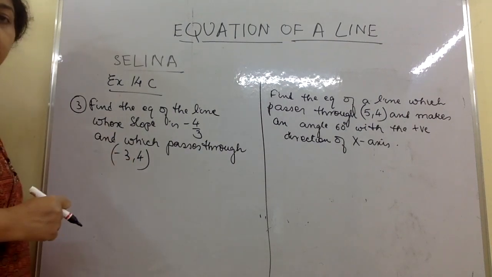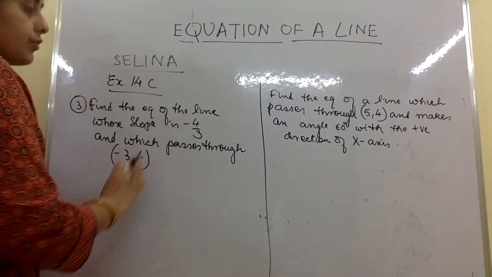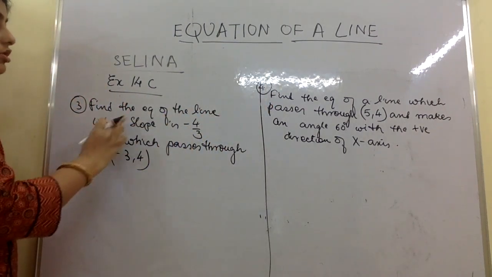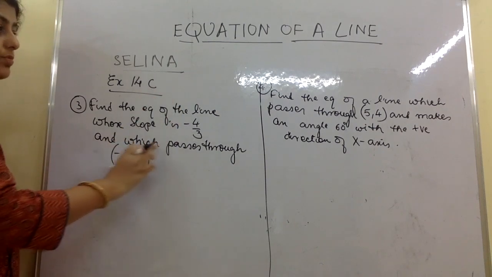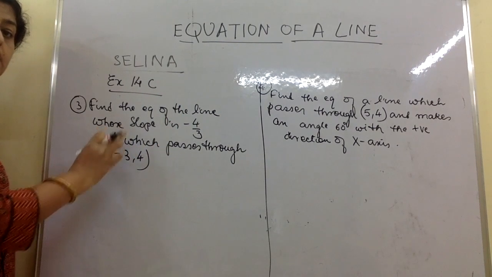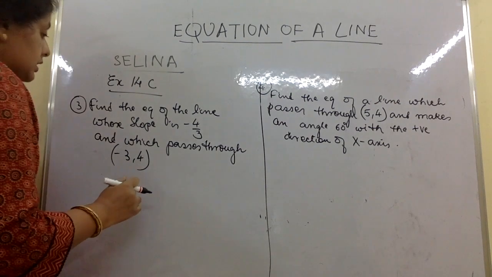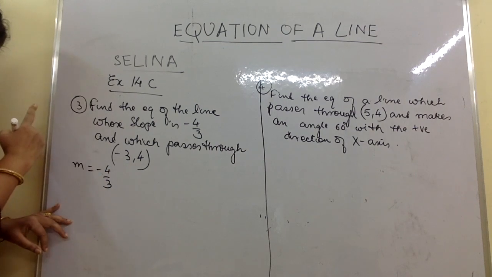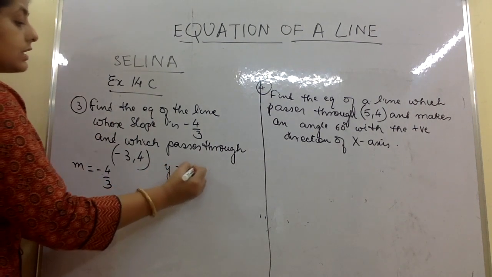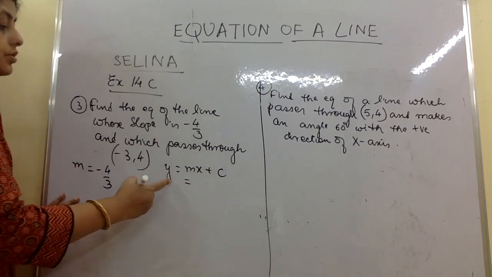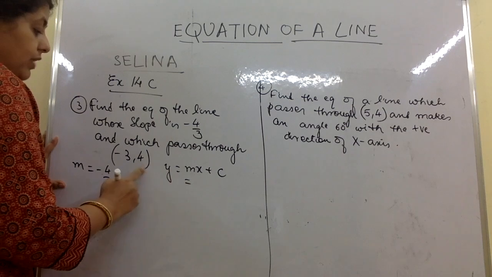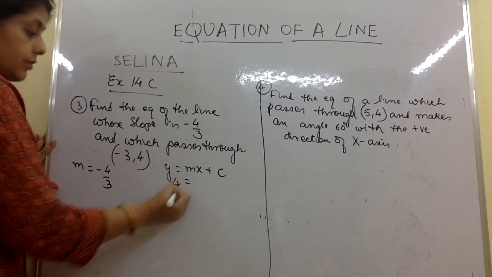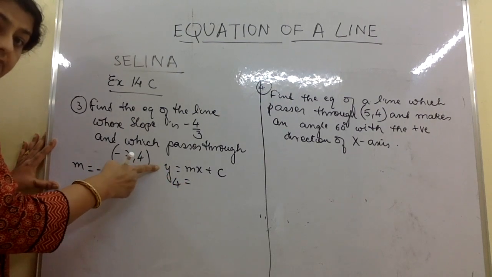Find the equation of a line whose slope is -4/3 and which passes through (-3, 4). So the slope m is -4/3 and it passes through this point. Let me start with the formula y is equal to mx plus c. If this line is passing through this point, then I can put the values in, because this point is going to satisfy the equation of the line.